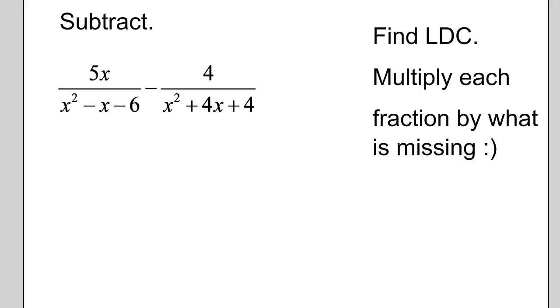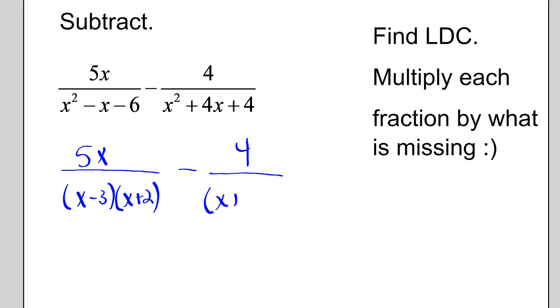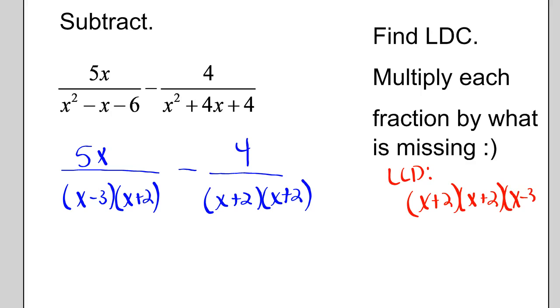And last but not least, this is where we have to factor both. So I'm going to factor my problem on the left. This is going to factor to (x minus 3)(x plus 2), and I'm going to subtract 4 over, this is going to be (x plus 2) times (x plus 2). So my least common denominator is (x plus 2)(x plus 2)(x minus 3). Okay?